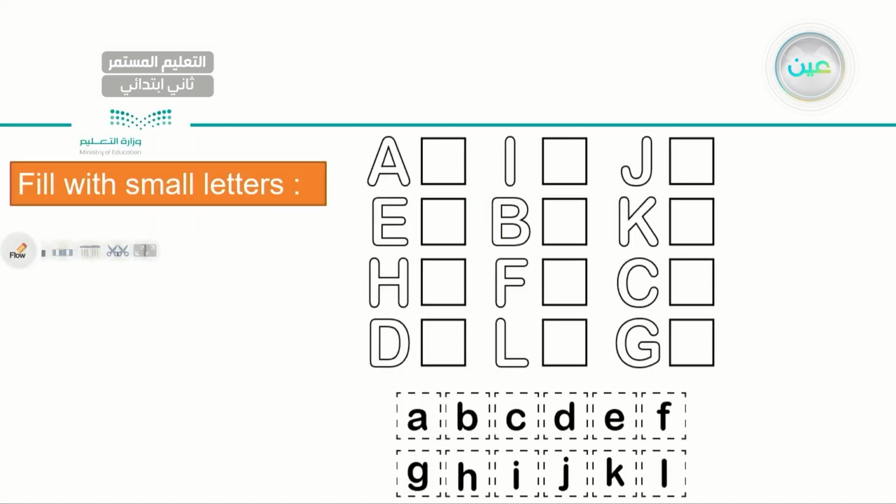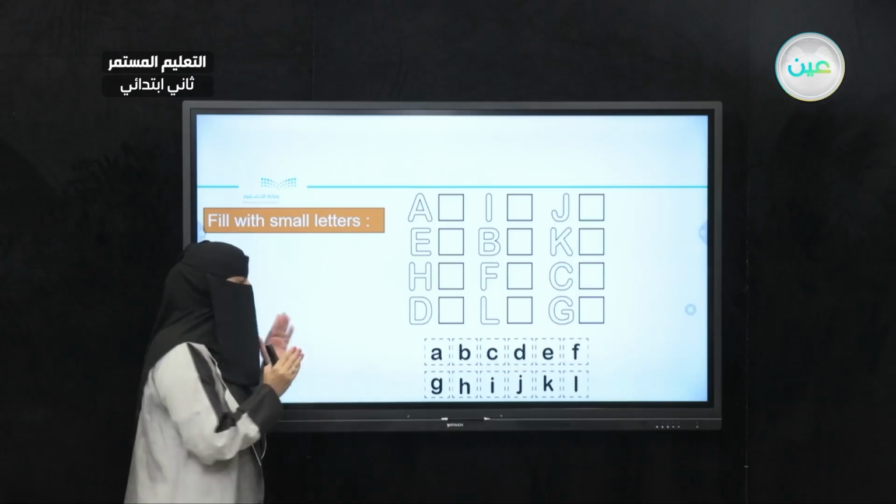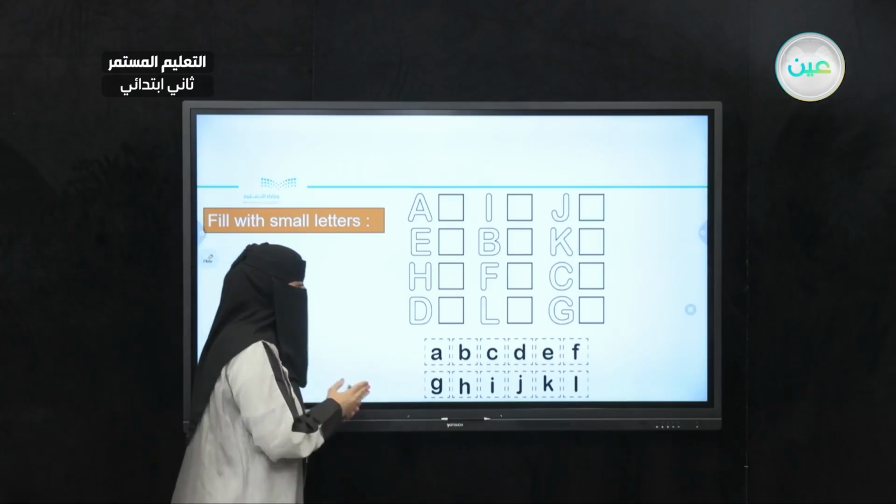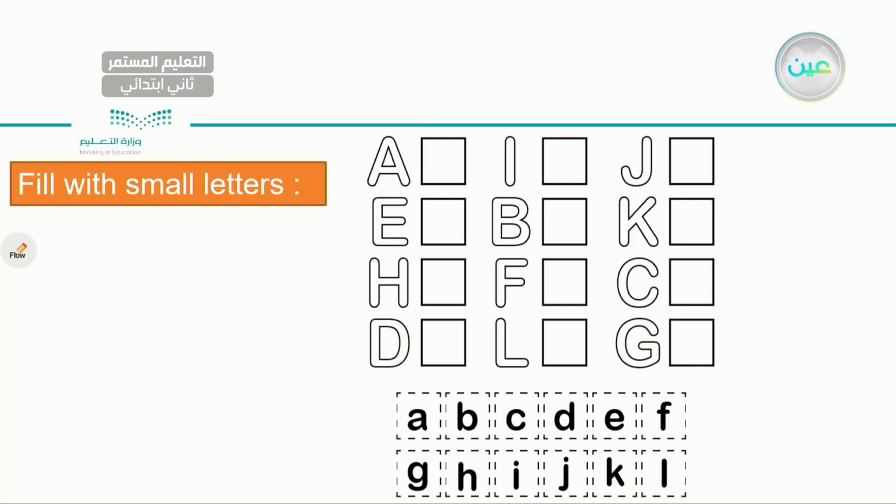Okay, let's have this exercise, my dear student. In this exercise, as you can see, fill with small letters. I have all the capital letters and they are not in the correct order, right? And below, I have all the small letters, okay? So it will be easier to read the small letters because they are in the correct order. So let's go ahead. I have A, B, C, D, E, F, G, H, I, J, K, and L. Now, we are supposed to match the small letter with the capital letter.